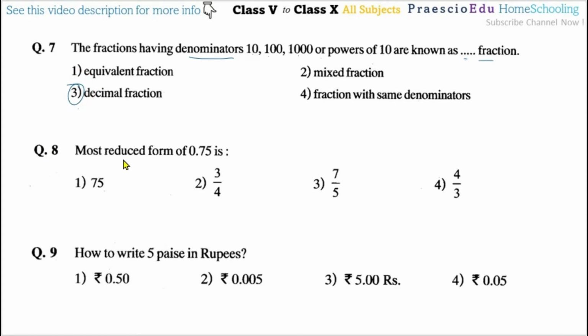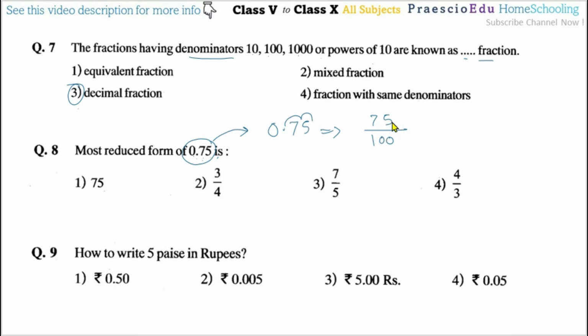Question number 8. Most reduced form of 0.75 is the reduced form. Okay, so first of all we have to convert this into a decimal fraction. 0.75 we can write as 75 divided by, here we will shift two places, okay, means here divided by 100.